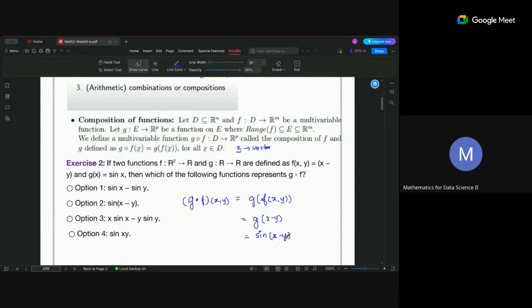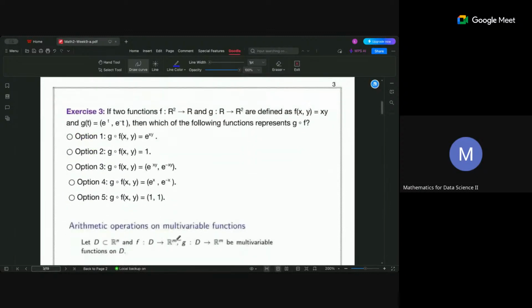Okay, so which option is the correct one? Option 2. Okay, fine. So, very simple exercise only. A similar exercise is here.